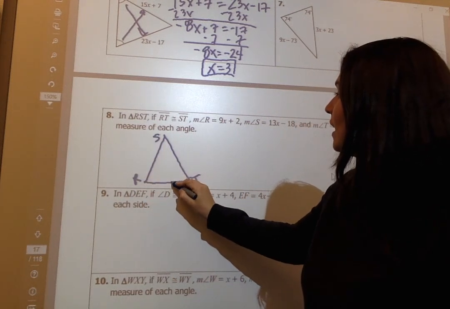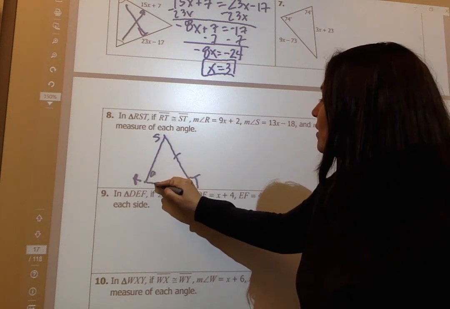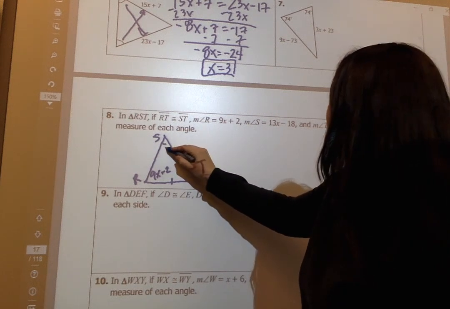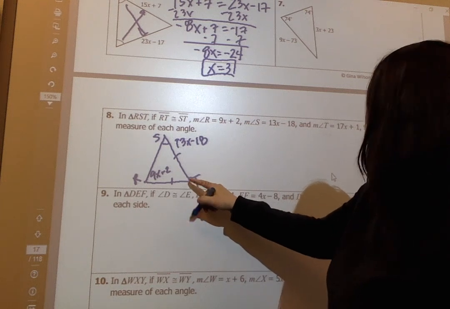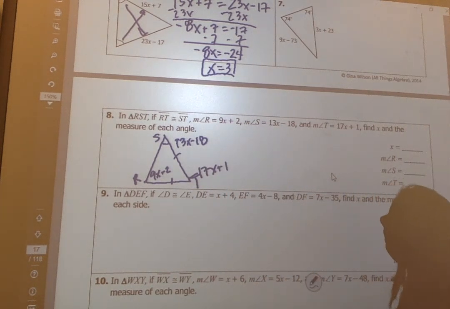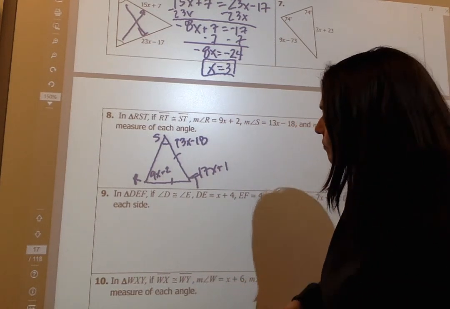If RT is congruent to ST, and angle R is 9x plus 2, angle S is 13x minus 18, and angle T is 17x plus 1. Find x and the measure of each angle. So there's a couple of things that I could do here.